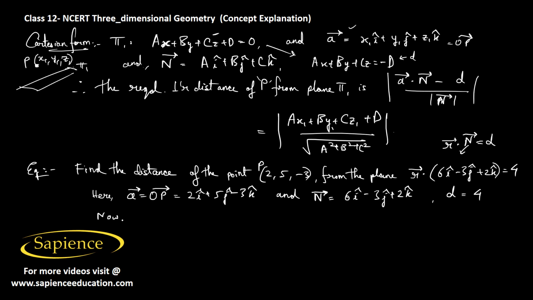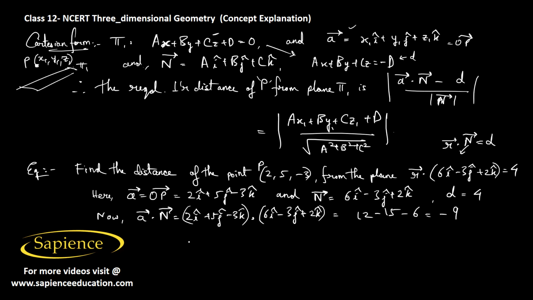Now, first we need to find a dot n. That would be 2i cap plus 5j cap minus 3k cap, and then its dot product with 6i cap minus 3j cap plus 2k cap. So that would be equal to 12, then minus 15, then minus 6. That would be equal to minus 3 minus 6, that is minus 9. Now the magnitude of the vector n is given as square root of 6 square plus 3 square plus 2 square, which is square root of 36 plus 9 plus 4. That is square root of 49, which is equal to 7.